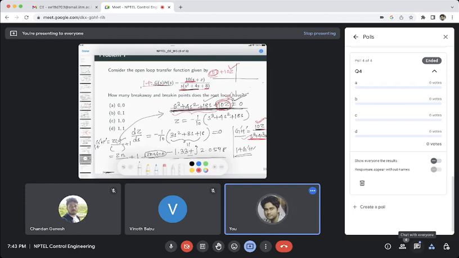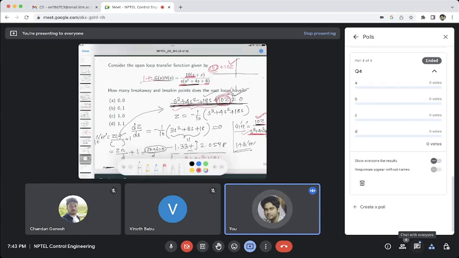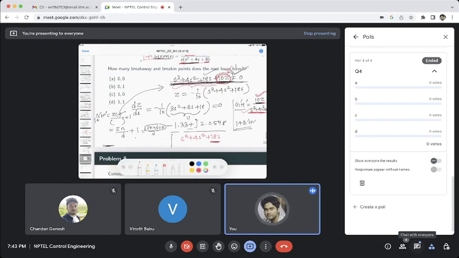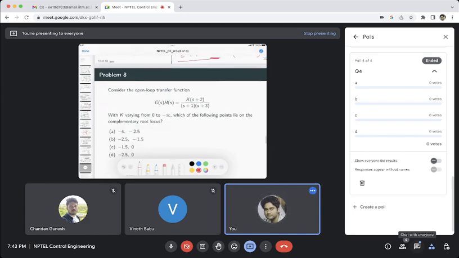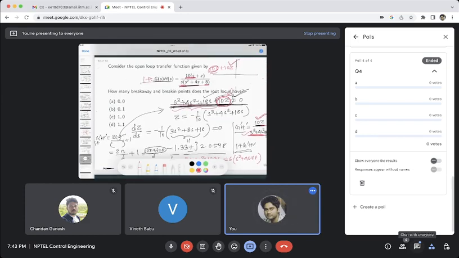From this you can also verify whether you have done it correctly or not. Then you have to solve this equation to find the open loop poles, which is equal to s times s square plus 4s plus 18. I am using a calculator to calculate this solution. So for the quadratic equation we have 1, 4, 18, so we have complex conjugate poles.